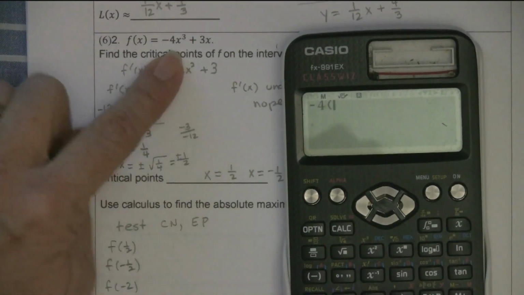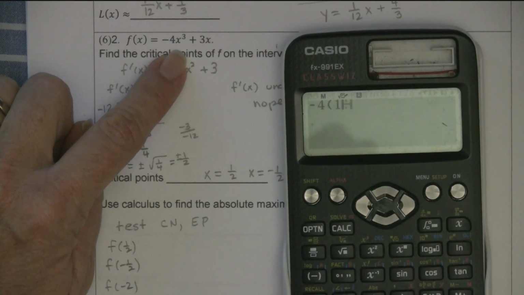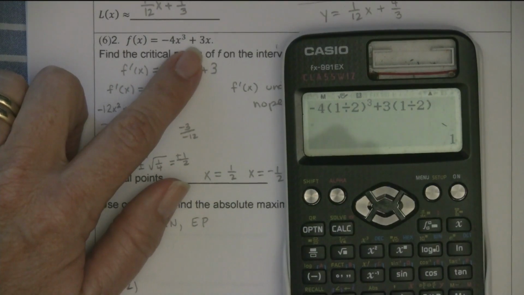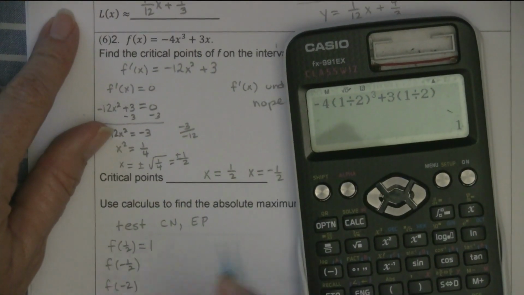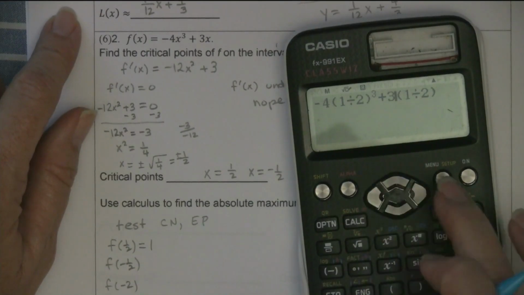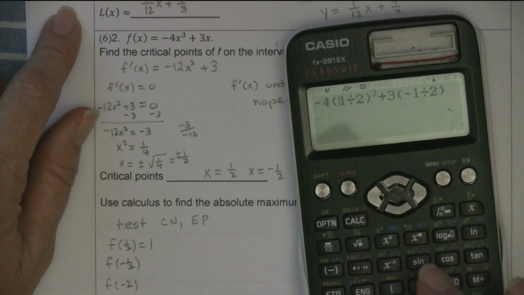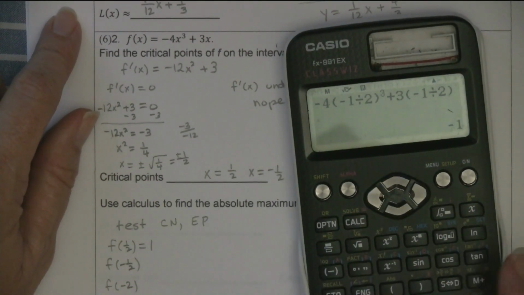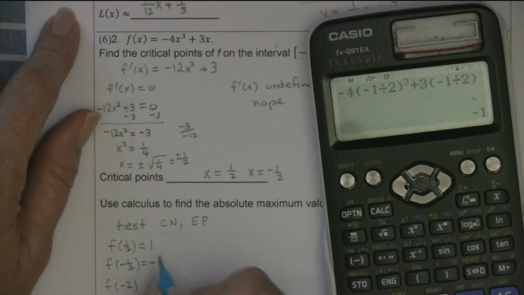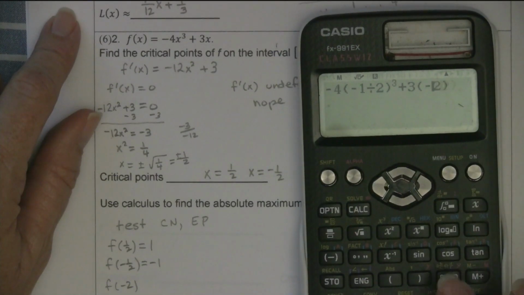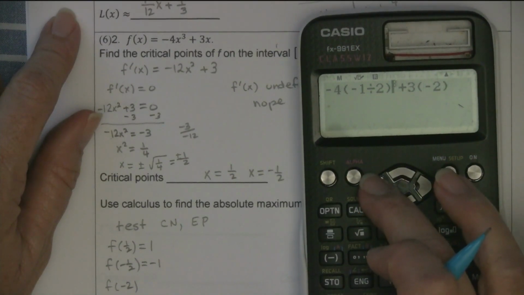So negative 4 times, and I'm putting in 1/2, so 1 divided by 2 raised to the third, plus 3, and then I'm putting in 1/2, 1 divided by 2. I thought I would let my calculator do the work for me. That's 1. And I'm going to come back here and just stick in a negative, because negative 1/2 is the other point. I could have used the fraction key on my calculator, but I chose to use the division. That's negative 1. Now I want to try negative 2.